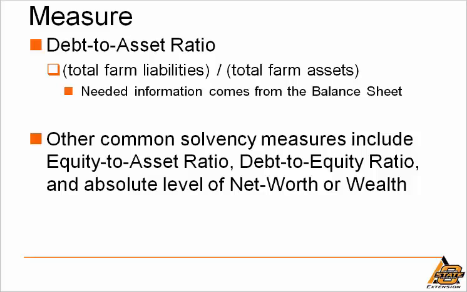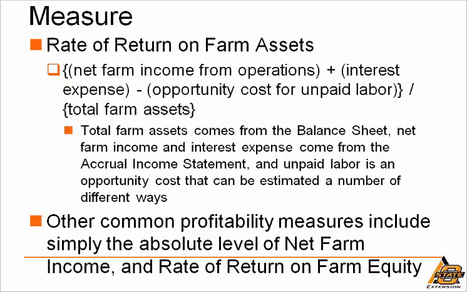Other ratios that are in use include equity to asset and debt to equity, which are of course both directly related to the debt to asset ratio, so it's just a matter of interpreting the numbers in context. Finally, a commonly used absolute measure of solvency is simply the level of wealth or the level of net worth. Absolute measures like this one are not really very useful for comparing across farms or individuals, but they are useful for measuring one's own progress over time.